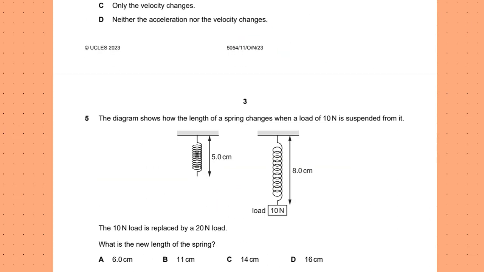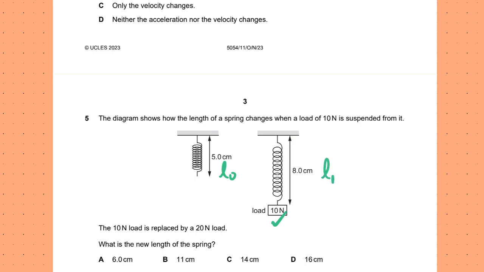Alright. The diagram shows how the length of a spring changes when a load of 10 newtons is suspended from it. The 10 Newton load is replaced by a 20 Newton load. What is the new length of the spring? Alright, so what we have here is we know the original length, basically L naught, of the spring. Upon application of a 10 Newton load, we also see the new length.